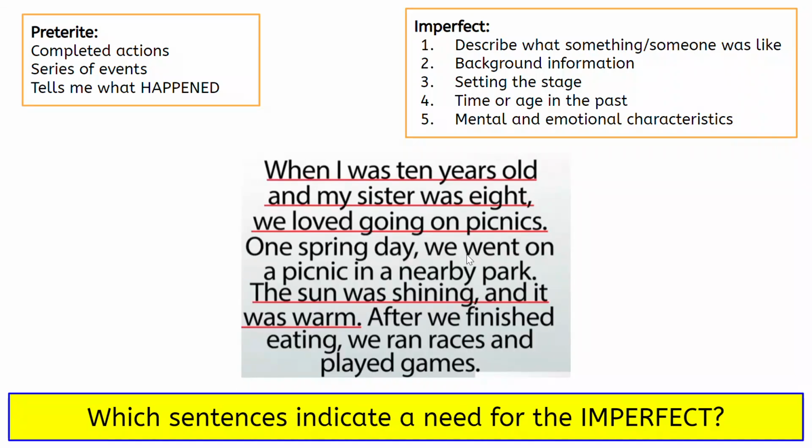One spring day, we went. Specific. When did you go one spring day? Can you tell me what day that was? I'll put it on the calendar for you. We went on a picnic in a nearby park. Back to background information. The sun was shining and it was warm. That's not the action of the story. It's just background information. After we finished eating, we ran races and played games. So if I were to take out the preterite part and read that, that's the action of the story. One spring day, we went on a picnic in a nearby park. After we finished eating, we ran races and played games. Very direct. The rest of it is just all extra background information to set the stage.